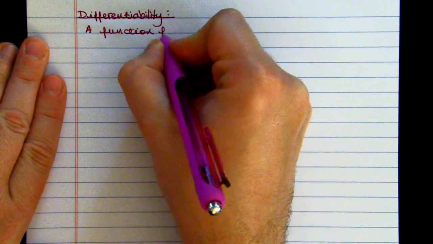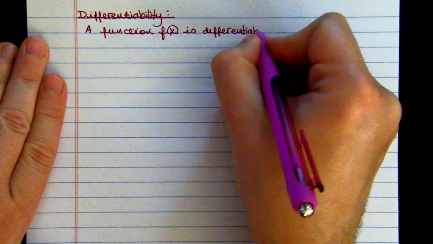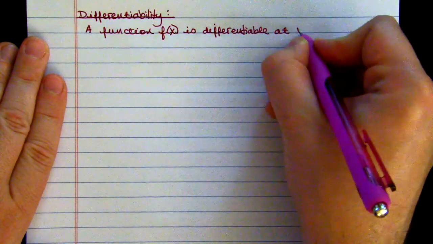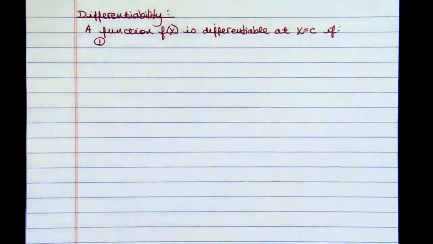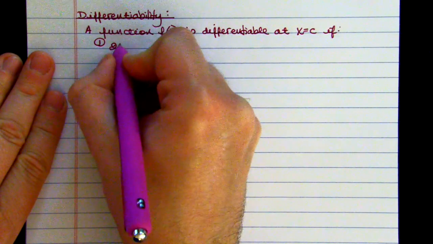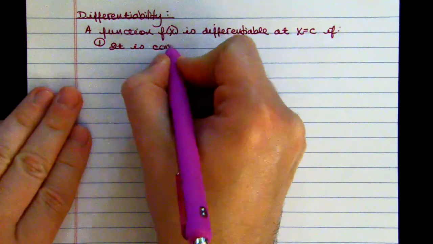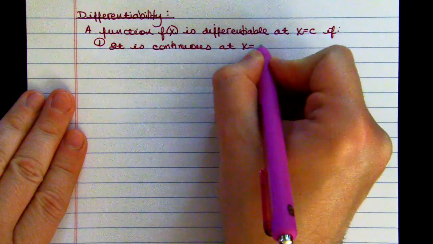So here's our rule. A function f of x is differentiable at a particular x value, x equals c, if, first of all, it's got to be continuous. If it's continuous at x equals c.